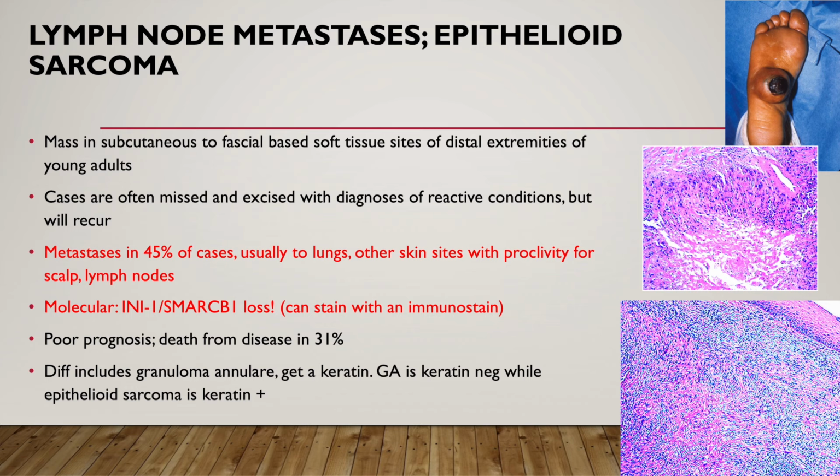And molecularly, you'll have an INI1 (SMARCB1) loss. Of note, other entities associated with an INI1 SMARCB1 loss include renal medullary carcinoma, malignant rhabdoid tumor of the kidney and soft tissue, and atypical teratoid rhabdoid tumor in your midline tumors of the CNS. It's a poor prognosis. The death from disease is 31%. And again, your differential is granuloma annulare. You can get a keratin, and granuloma annulare is keratin negative.